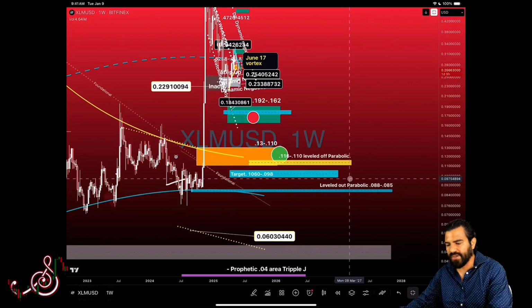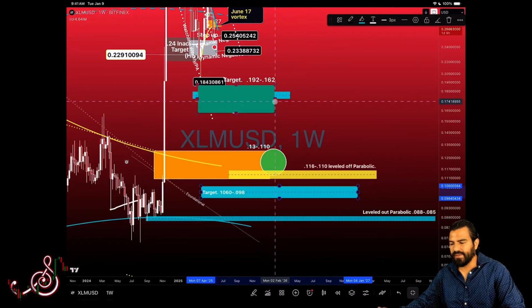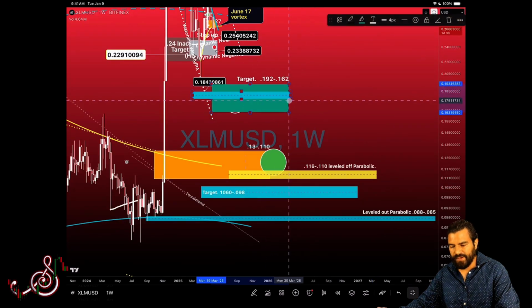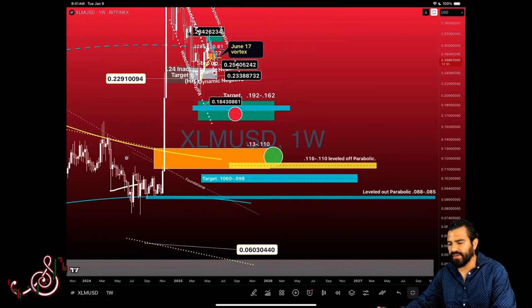Okay. We also did a target system because I had two different targets. Some are in this color and some are in this color, and they're labeled target. Okay.